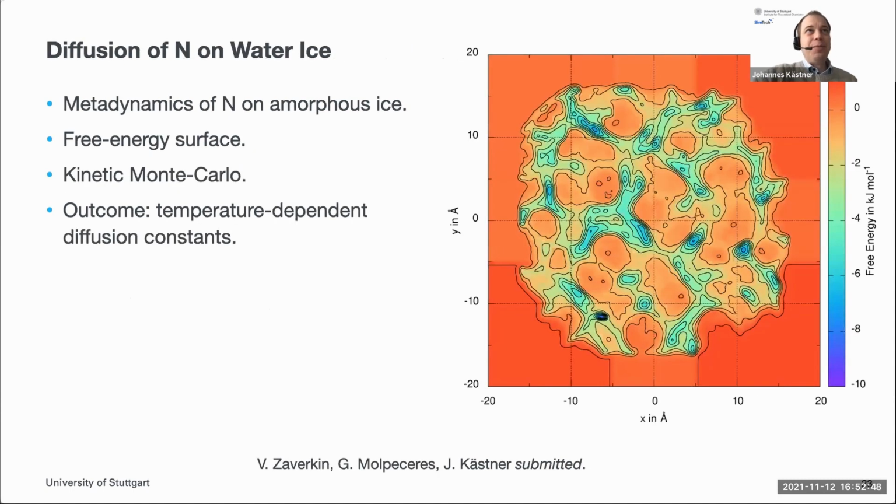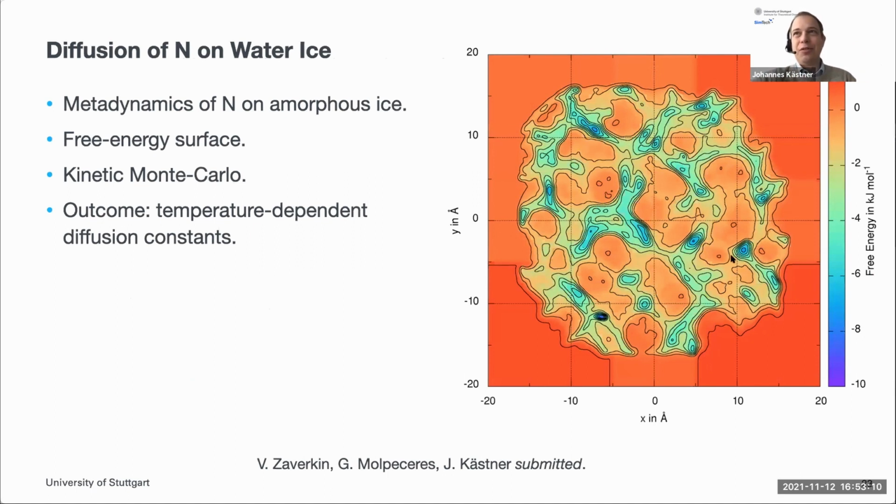A different thing that we calculated with the same data set is really the diffusion of nitrogen atoms on the water ice. There you can't see anything diffusing anymore because we got rid of all the dynamics by doing metadynamics and calculated a free energy surface of nitrogen diffusing on a round model of an ice surface.